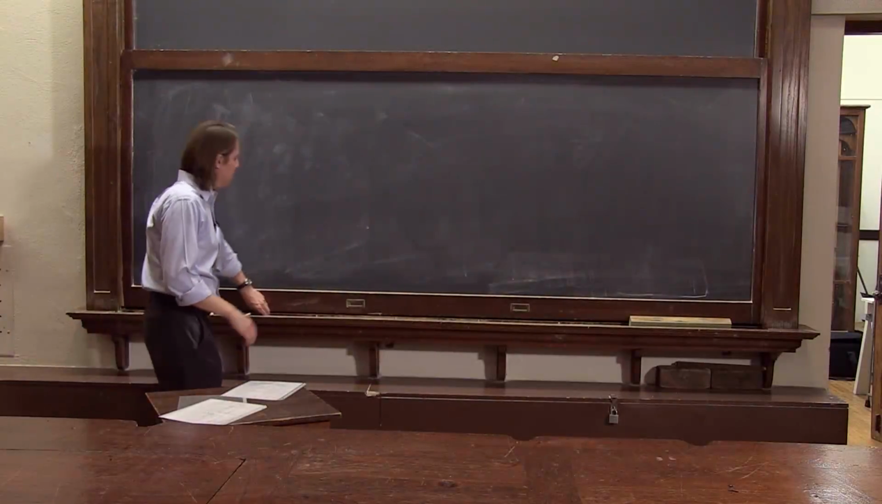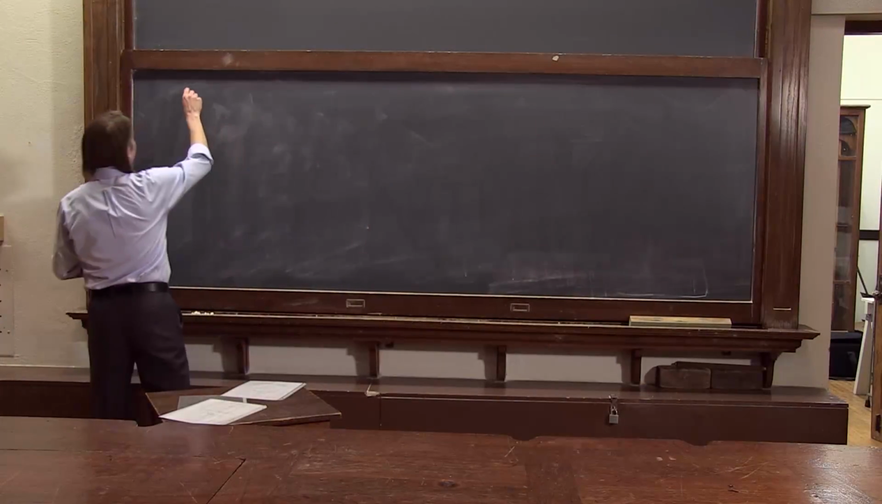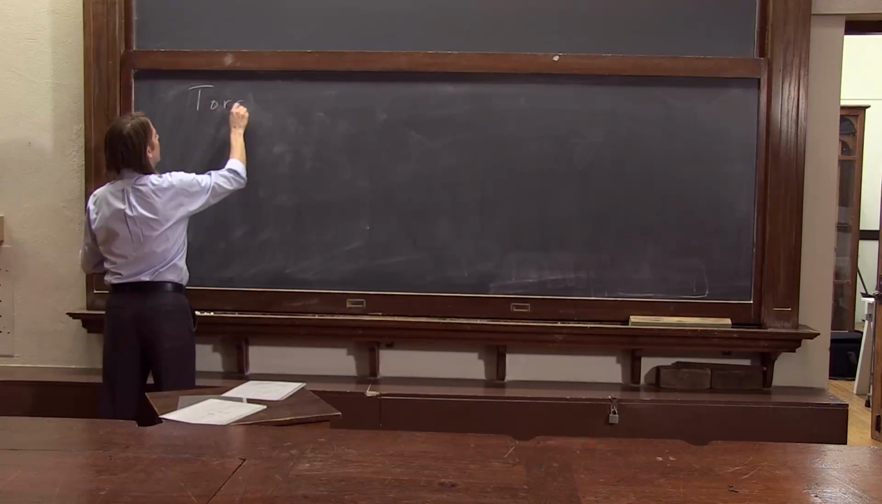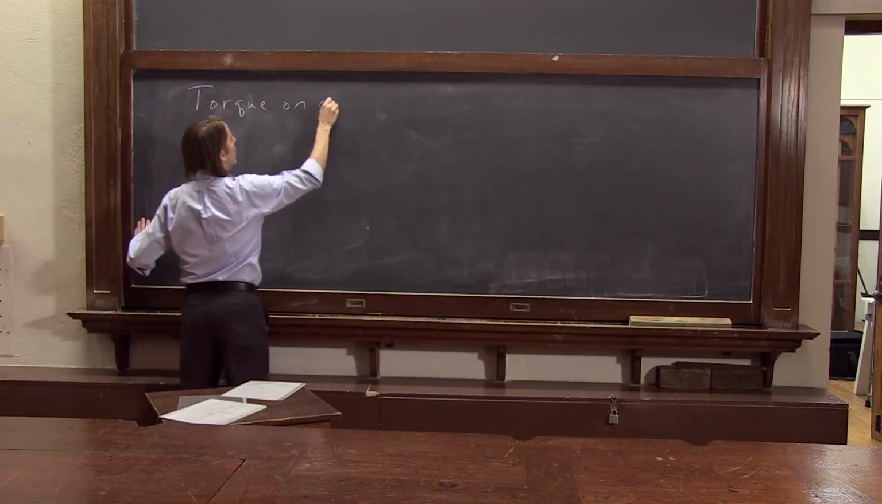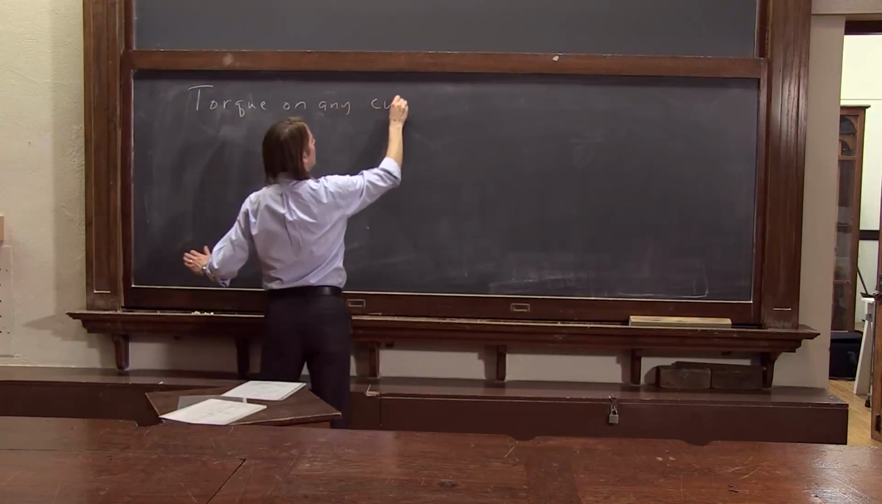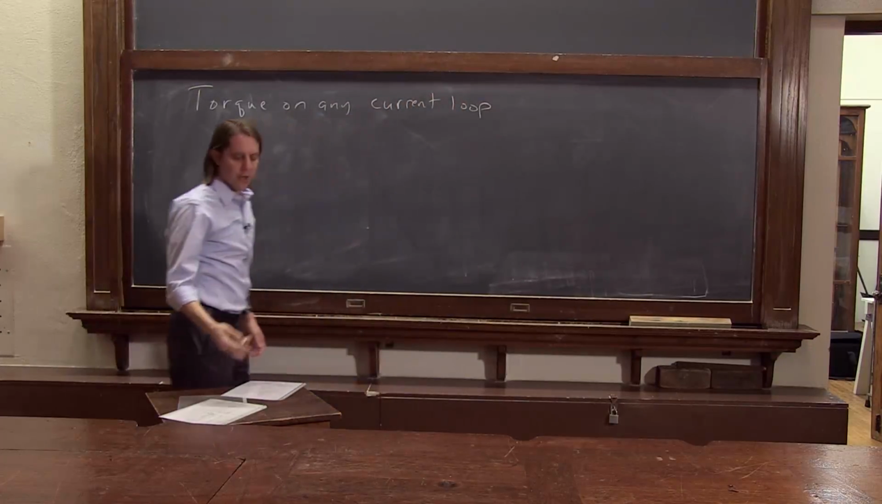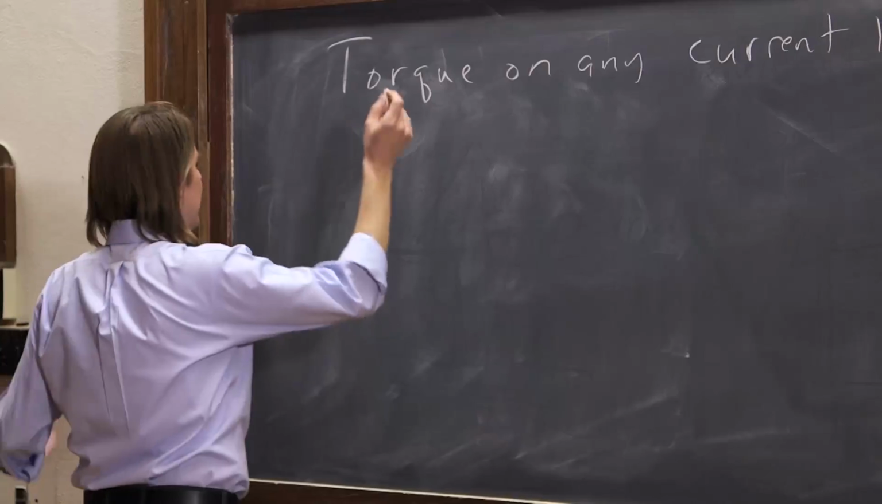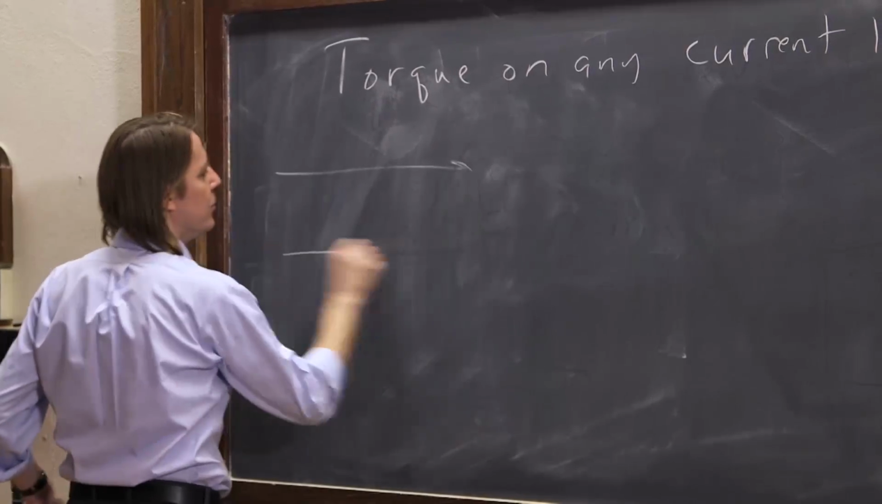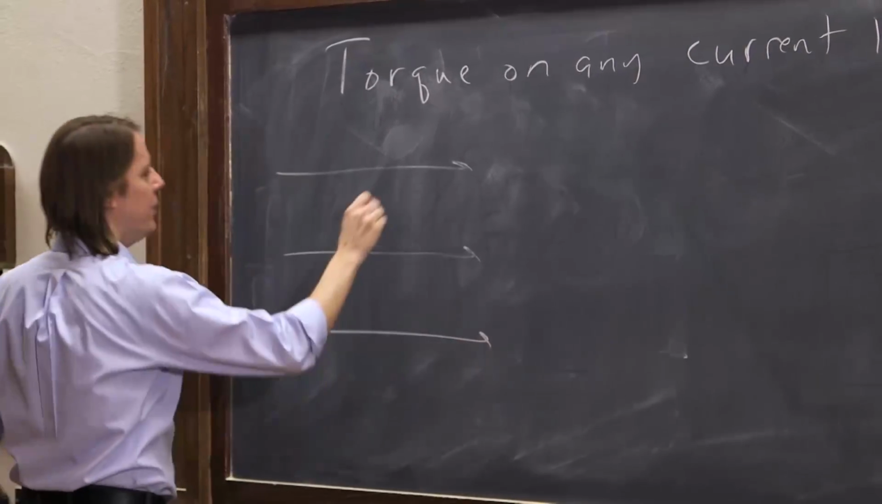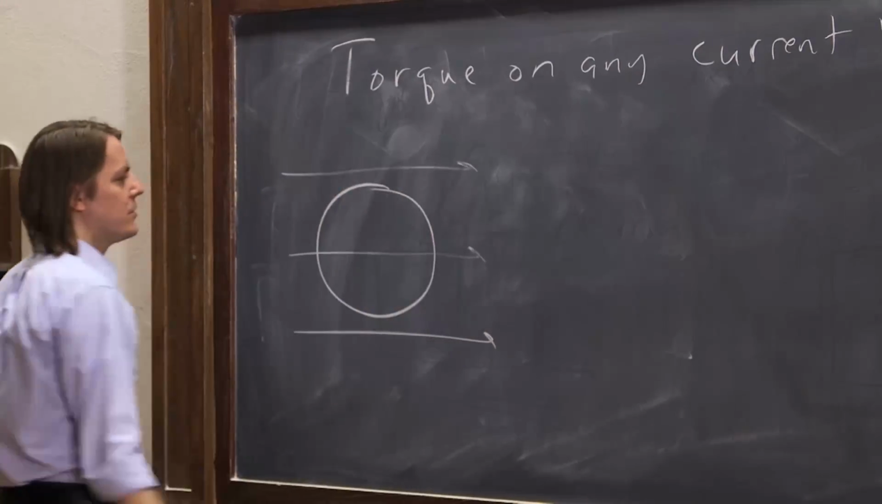The torque on any current loop, we can use the area to express it. So let's say, really any current loop, let's just go ahead and do the simple one that you would first think about, which is a circle.